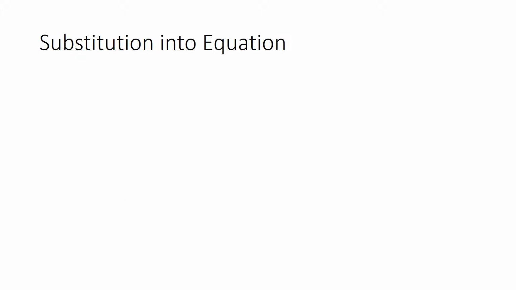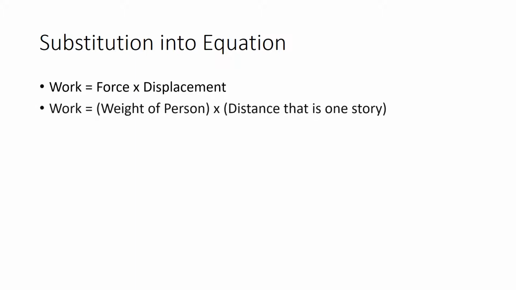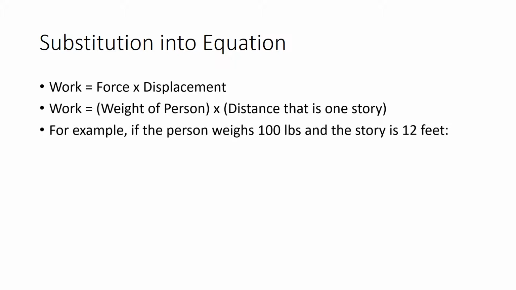Next, we will substitute these numbers into the equation. So first, we have work, which is force times displacement. So work is going to be the weight of the person times the distance that is 1 story tall. For example, if the person weighed 100 pounds and the story is 12 feet, then the work is going to be 100 pounds times 12 feet, which is equal to 1,200 foot-pounds.